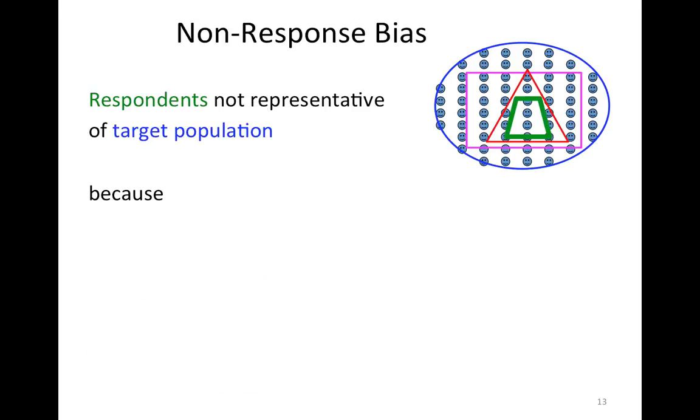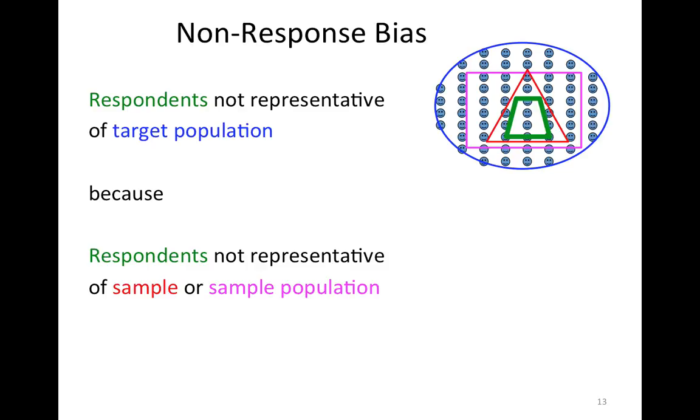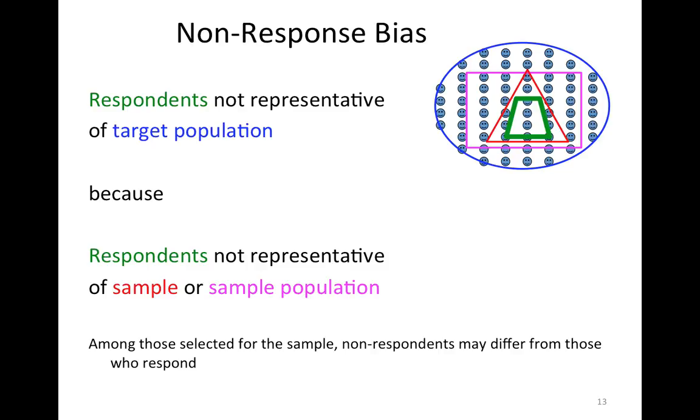Another type of bias is non-response bias, and that occurs when the respondents are not representative of the target population. And so in this example of approaching people on the street, the target population is everyone who's a registered voter in the state of Massachusetts. The sample population is people who are walking up and down this particular street today. The sample consists of the people that I approach, and the respondents are the people who actually give me information when I approach them. Well, if the respondents are not representative of the sample or the sample population, I'm going to have non-response bias. When I approach people, some of them are going to turn me down.